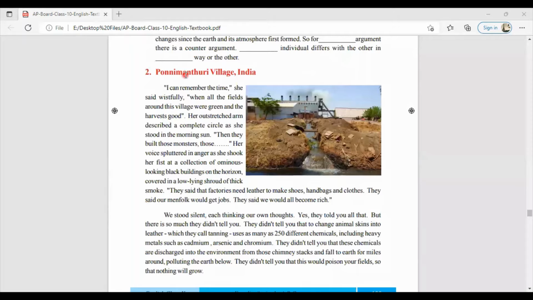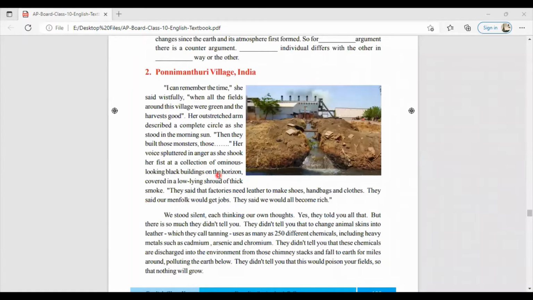When you move on to the Ponimanturi village, this was Cocoa Village in Nigeria, Africa, and this is Ponimanturi village, which is in India. What is this about? You can see the factory here, right? So let us see what this is about.